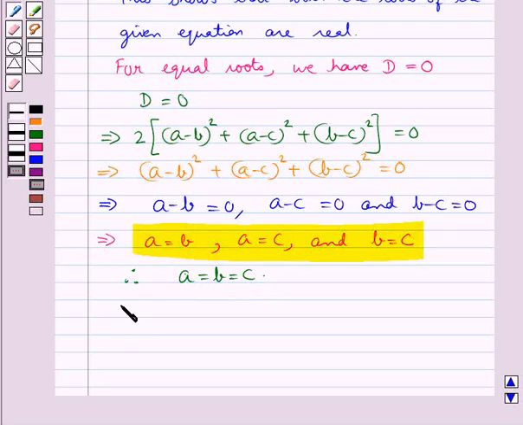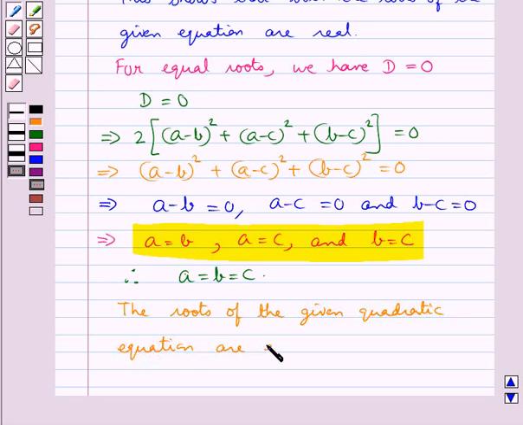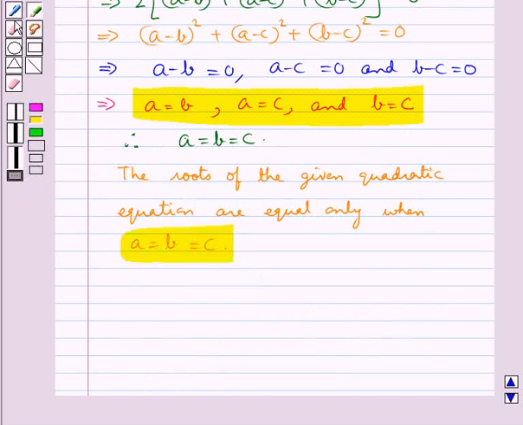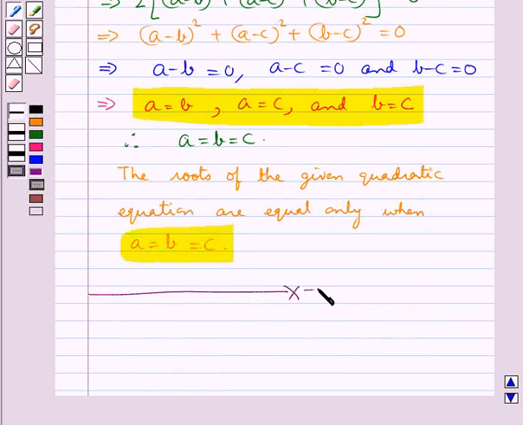So we say the roots of the given quadratic equation are equal only when a = b = c. So this is the required condition. This completes the session. Hope you have understood the solution for this question.